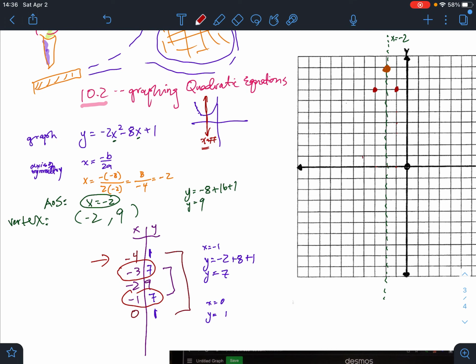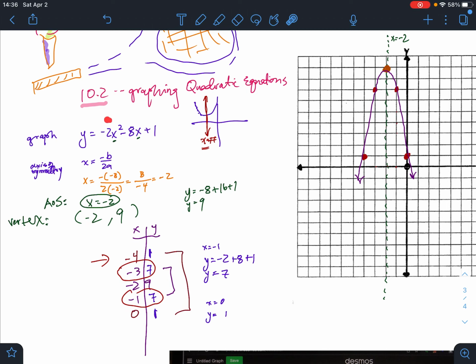1, 2, 3, 4, 1. Bing, bang, boom. And 0, 1. Bing, bang, boom. And there you see our nice parabola emerging. We'll put in a good sketch. And I hope that was super helpful. And I'm going to recap everything we did. Okay. And there it is. That is a sketch of our parabola.